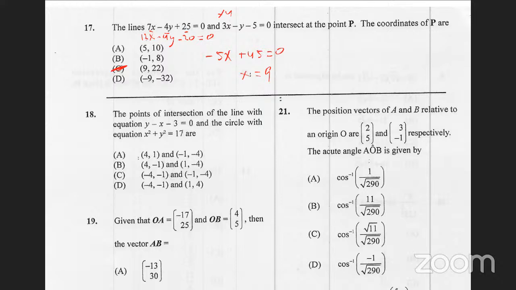Right? The points of intersection of the line, y is equal to that, and the circle are the next one to solve. So y is equal to x plus 3. So we can put that in here, right? And then get a quadratic and solve it. Yeah, we gotta do that.